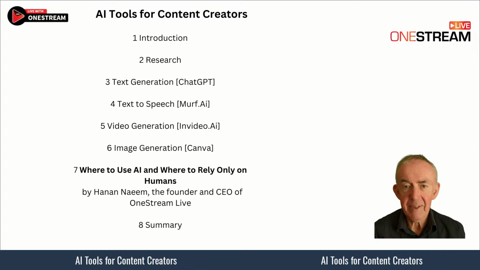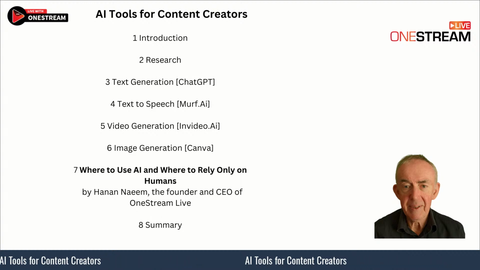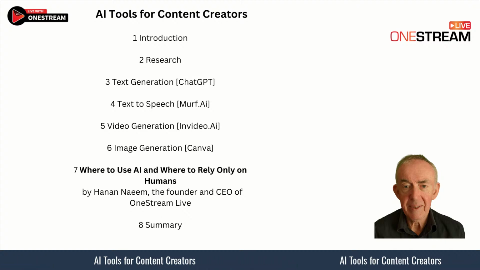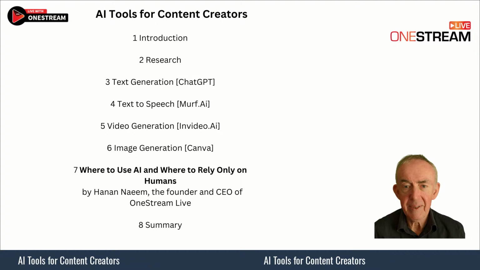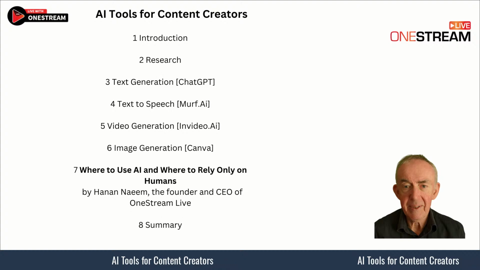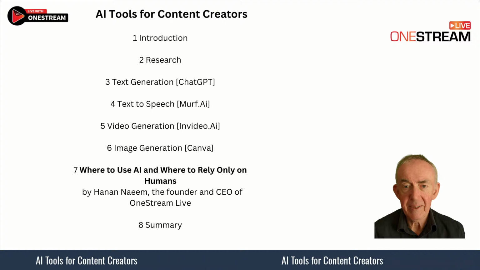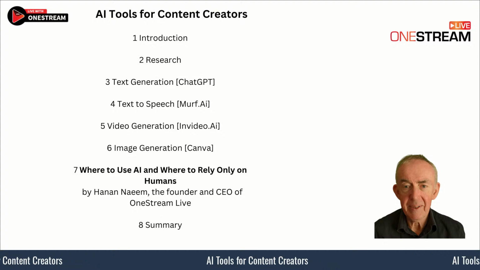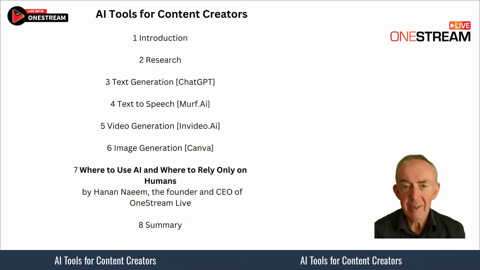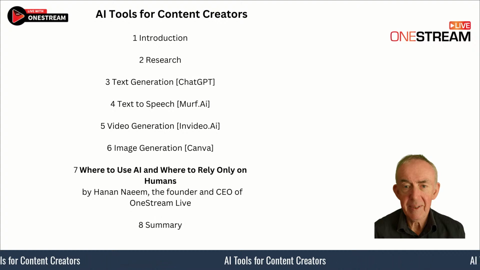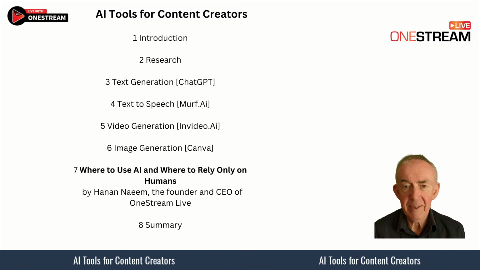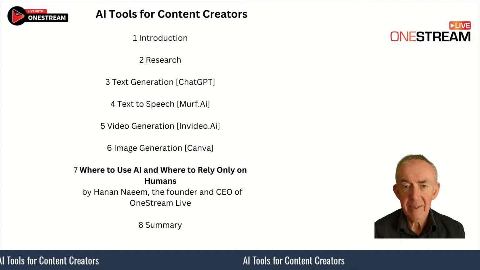Introduction, we've done. Research, we said ChatGPT, ask it a question, it will give the answer. We talked about French cooking, Italian cooking, Yorkshire cooking, and Lancashire cooking. Text generation in terms of generating intros for a podcast or a broadcast. And then turning those text generations into speech using Murph.ai with natural voices. And this, as I say, has come on leaps and bounds. You're getting very high quality audio recordings from Murph.ai. I can but recommend it.